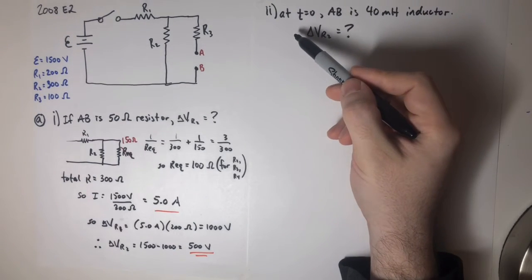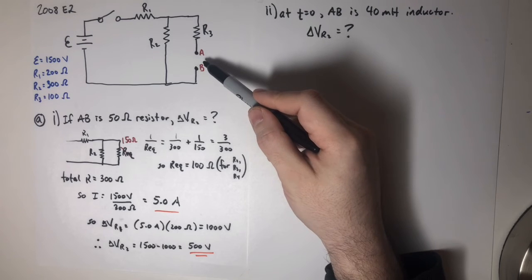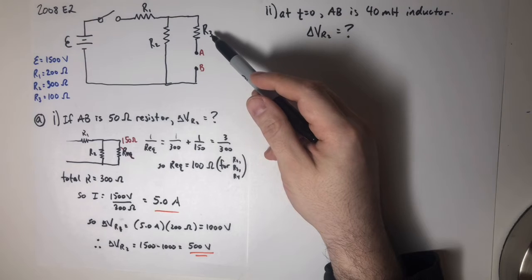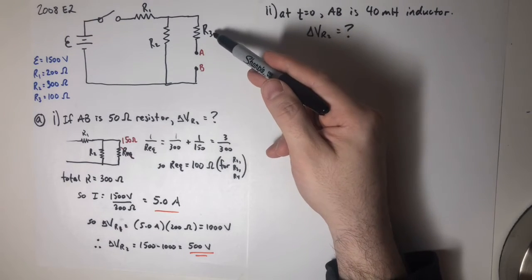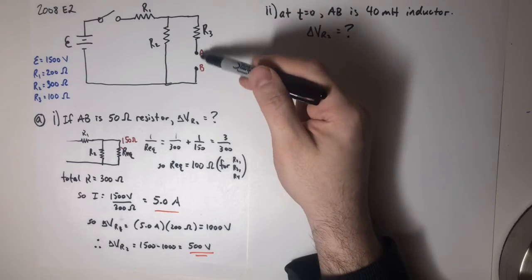In the second part of question A, you're being asked to imagine that there is a 40 millihenry inductor in between A and B. And as we've discussed before, the inductor, when the switch is first closed, is going to oppose any current going through that branch.